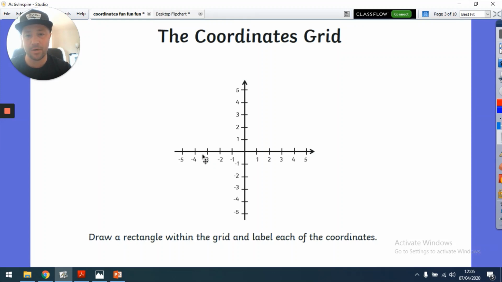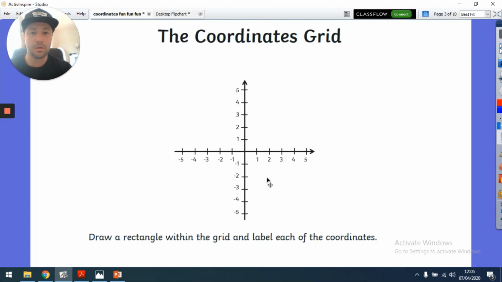So we go along the corridor to -4, we go down to -3, so it'll be brackets, -4, -3, close the brackets. And then quadrant 4, which is here, we go along the corridor, so it's positive numbers, so 2, and then -2 would be about here, so it'll be brackets 2, -2, bracket end.